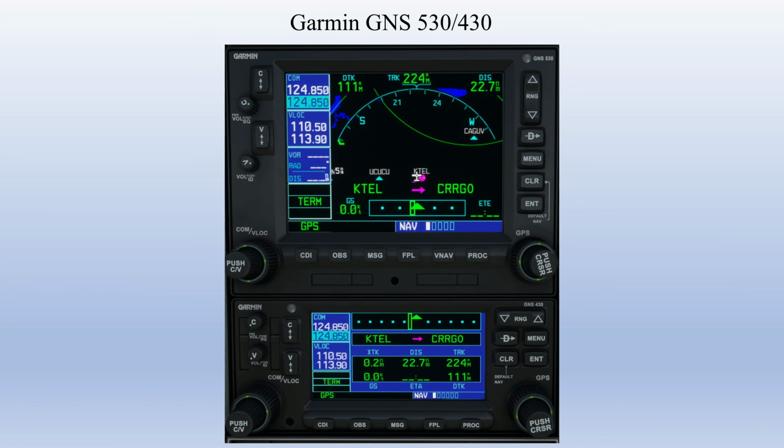The Garmin GNS 530 and 430 are also both fully IFR certified and have been upgraded by Working Title to be SBAS capable and are able to fly any real-world IFR GPS procedures as well.